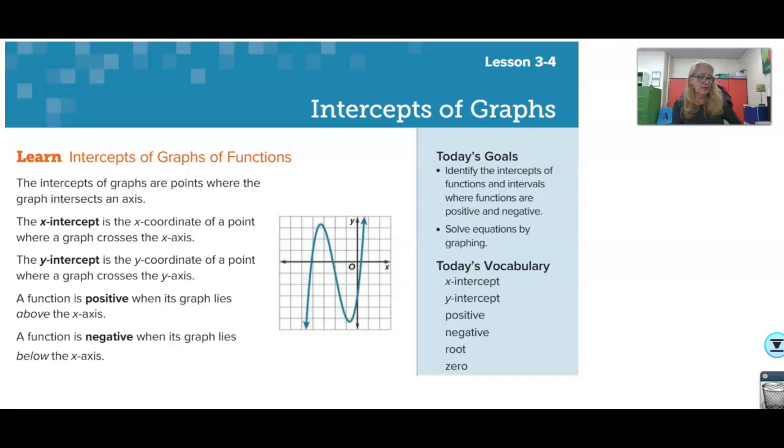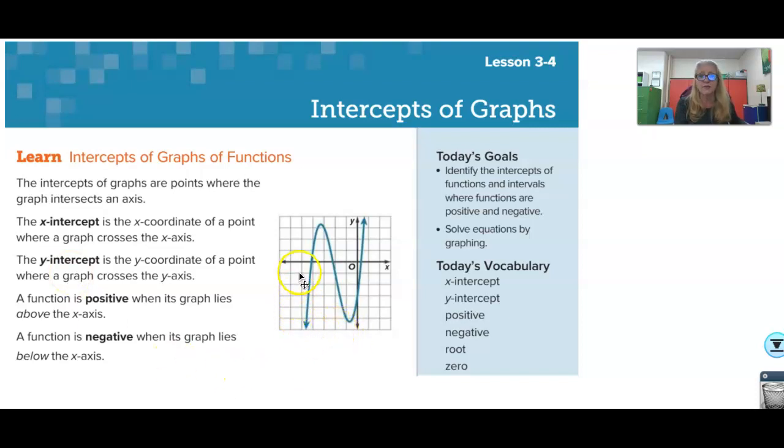Basically, what we're going to be talking about here is the x-intercept and the y-intercept. It's just like what it sounds like. The x-intercept is where the graph intersects the x-axis. The y-intercept asks where the graph intersects the y-axis. Not all graphs intersect both, and some graphs intersect them more than once.